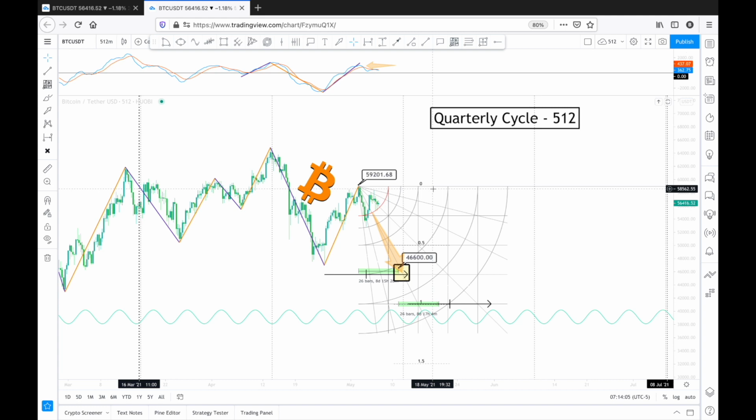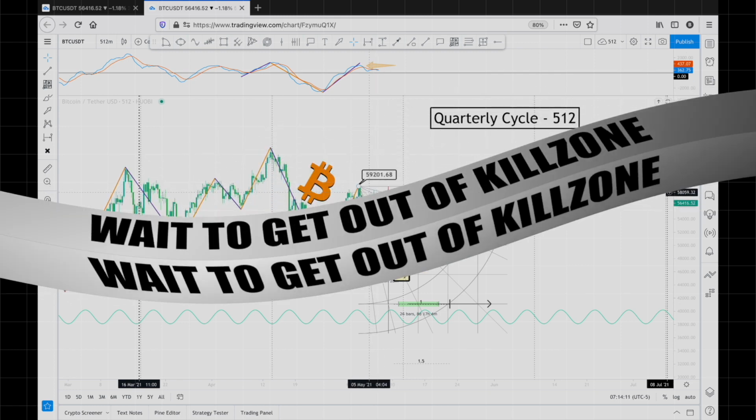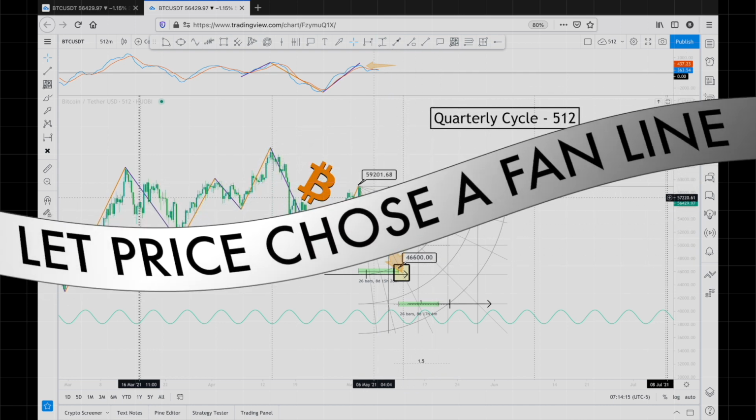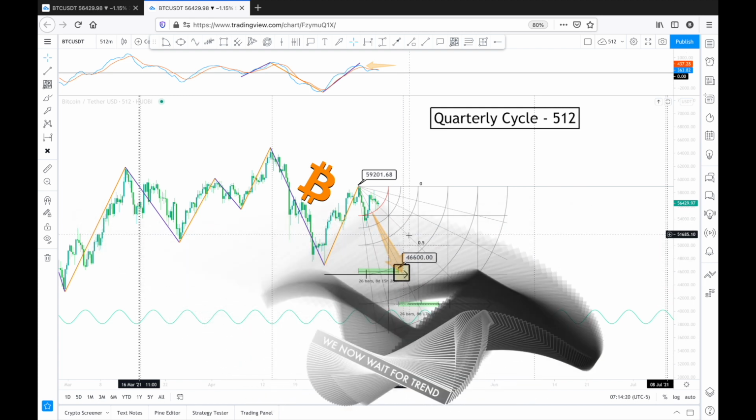If you're looking to take a position, I would suggest that you wait to get outside of the kill zone and then allow price to find its traveling fan and then ride that down as it goes through its notions.